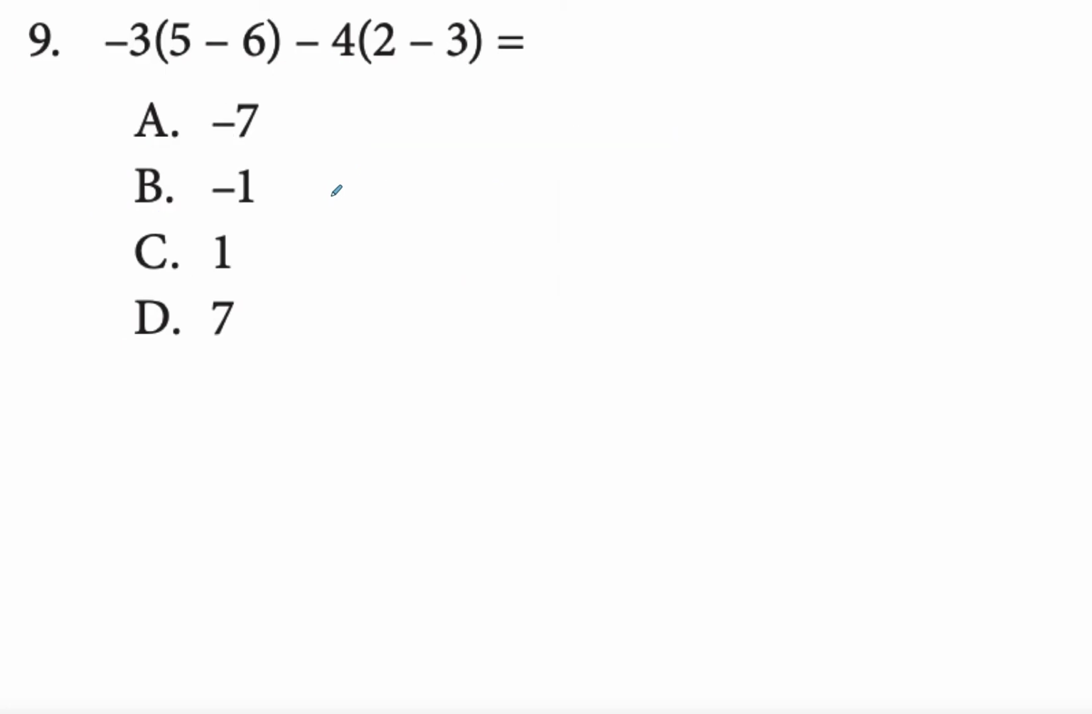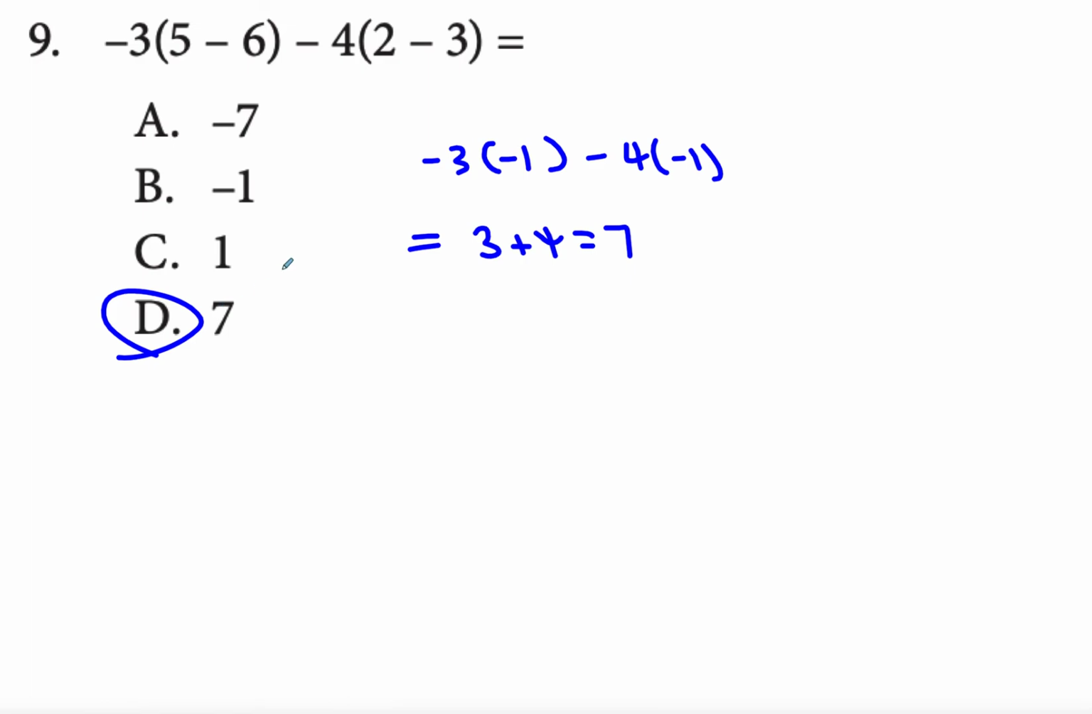All right, let's look at number 9. Here, I think it's easier for us to evaluate the things that are inside first. So we get -3, and then 5 minus 6 becomes -1, and minus 4, and 2 minus 3 becomes -1 as well. So my first term now becomes 3. My second term now becomes plus 4. Hence it becomes 7, choice D.